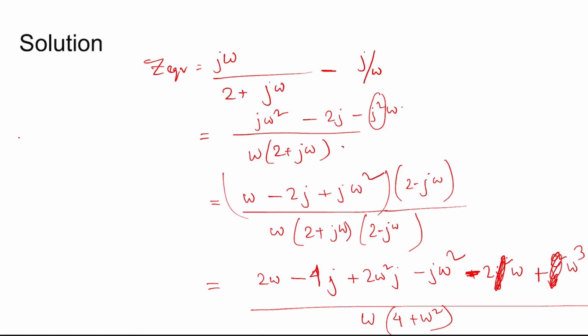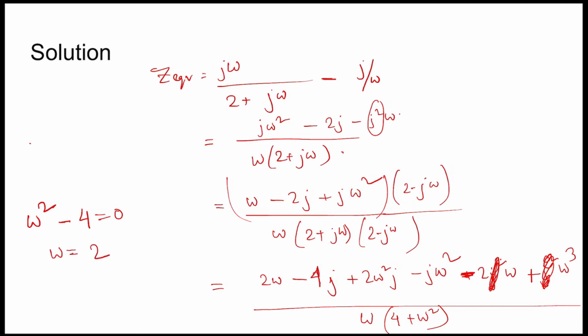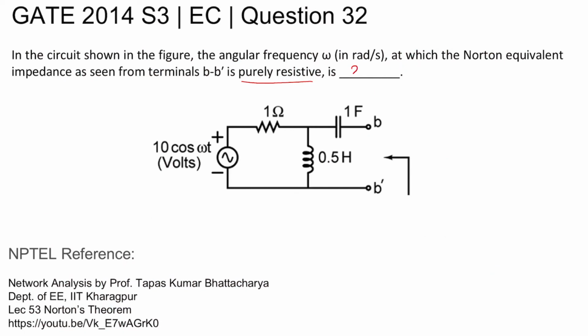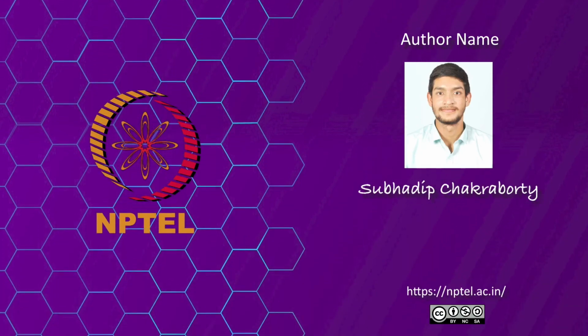So only the j terms are this 2 omega square j minus j omega square, which gives omega square minus 4, which should be 0, so omega equals 2. So this is the answer. The value of omega in radians per second is 2. This is the answer. Thank you.